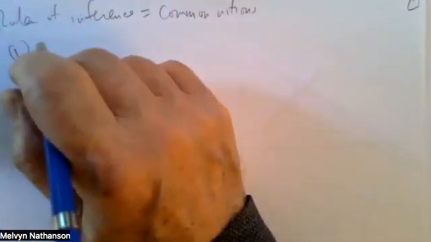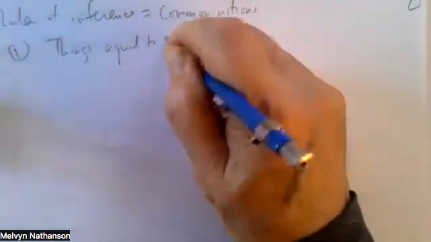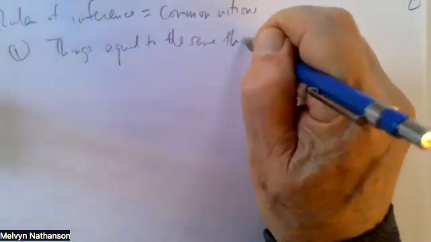So common notion number one says things equal to the same thing are equal to each other. So if this line and this line have the same length, and this line and this line have the same length, so if AB is equal to CD and CD is equal to EF, then AB is equal to EF. Things equal to the same things are equal to each other.